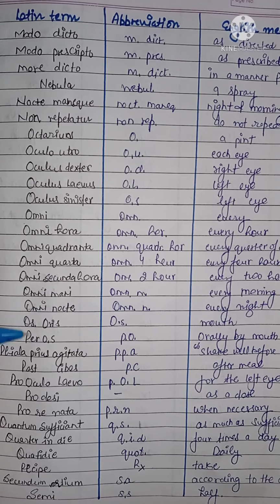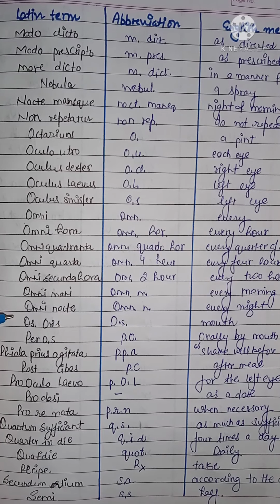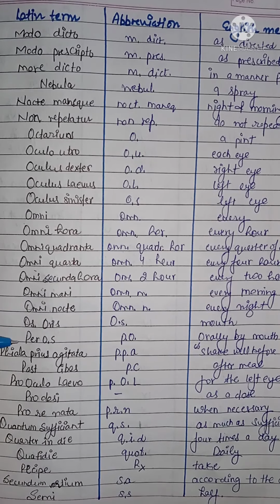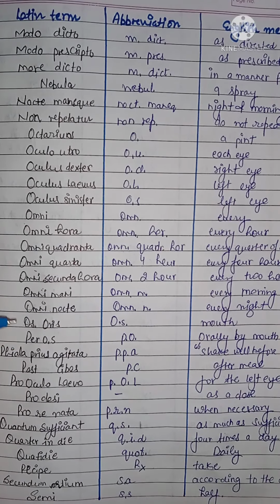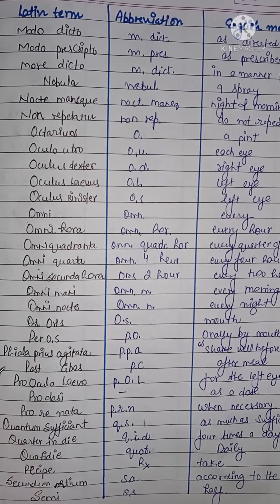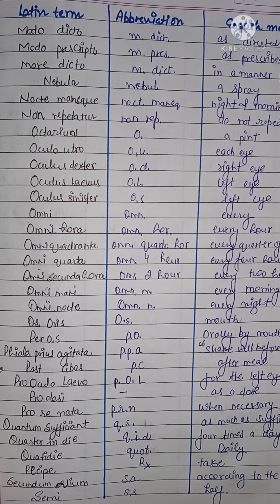There is a difference between both, because in the case of os it means mouth. There are some medicines which are going to be dissolved in the mouth, for example, chewable tablets such as albendazole. So the doctor prescribes this only for the mouth, and per os means orally by mouth. That means the drug is going to be dissolved in the stomach, so you have to take it orally by mouth. Next we have fiat pro agitata. It means shake well before use. In the case of calamine lotion and antacids, to get the therapeutic effect of the drug, we have to shake it before use.